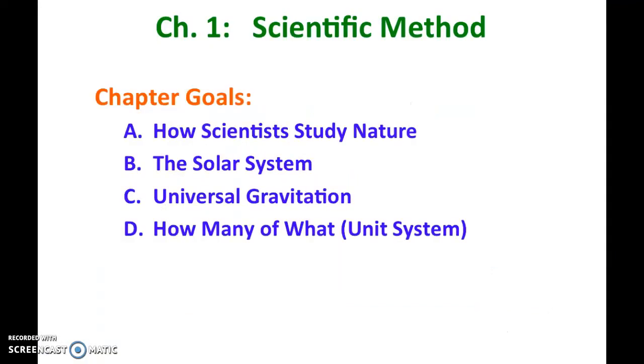Hi guys, today we start to study chapter 1, the scientific method. It contains 12 sections divided into 4 parts. We will learn how scientists study the nature or the universe. We will learn about the solar system, about the universal gravitation, and about the International Unit System.